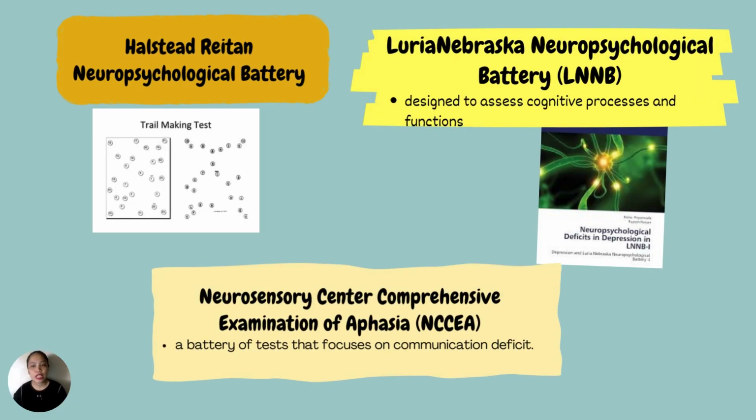The Halstead-Reitan Neuropsychological Battery. This is the most widely used fixed neuropsychological battery. Another fixed neuropsychological battery is the Luria-Nebraska Neuropsychological Battery, or the LNNB. The LNNB contains clinical scales designed to assess cognitive processes and functions. Analysis of scores on these scales may lead to a judgment as to whether neuropsychological impairment exists, and if so, which area of the brain is affected. And the third one is the Neurosensory Center Comprehensive Examination for Aphasia, or the NCCEA. It is a battery of tests that focuses on communication deficit.